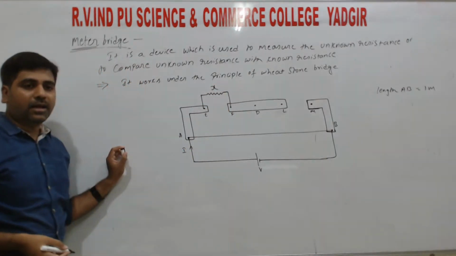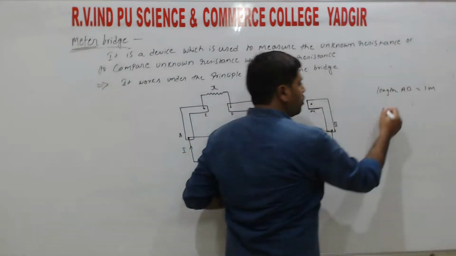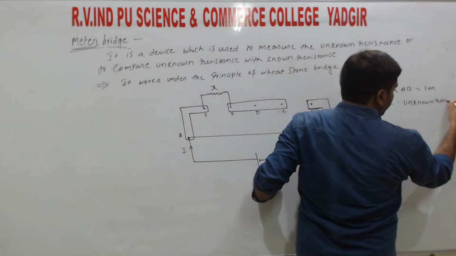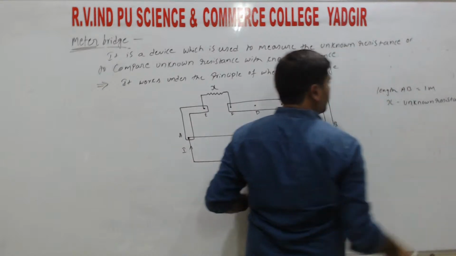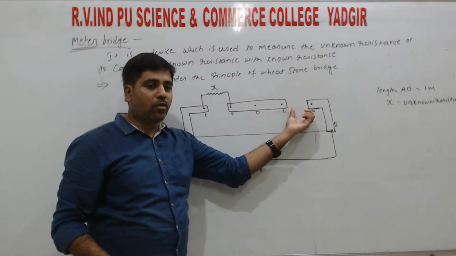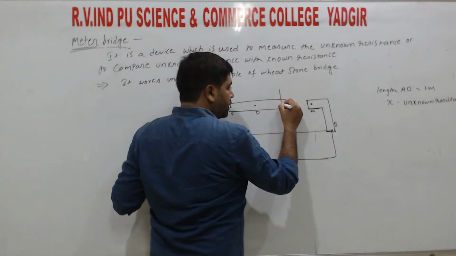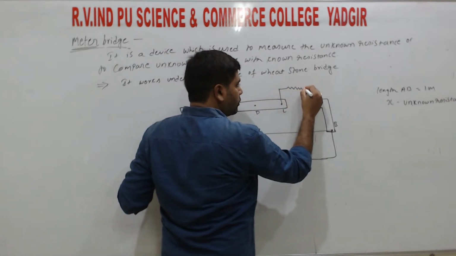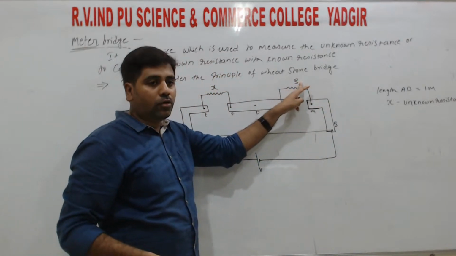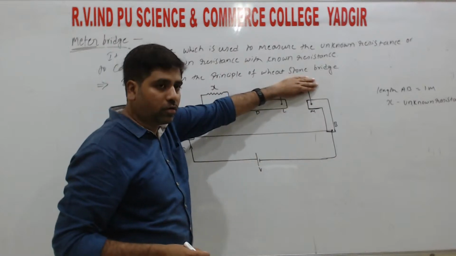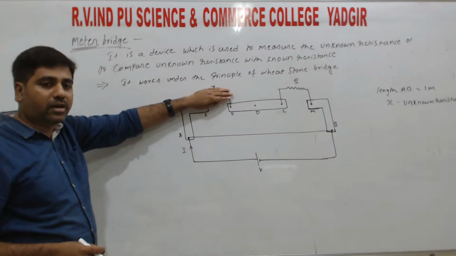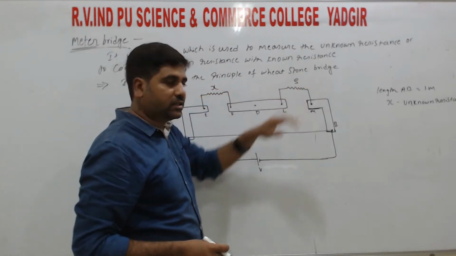So that one we take as X, where X is the unknown resistance, right? In the other gap between the two metal strips, we are going to connect a standard resistance, where S is the standard resistance, so this resistance is the known resistance. So here we are going to measure the unknown resistance with the help of the known resistance, right?